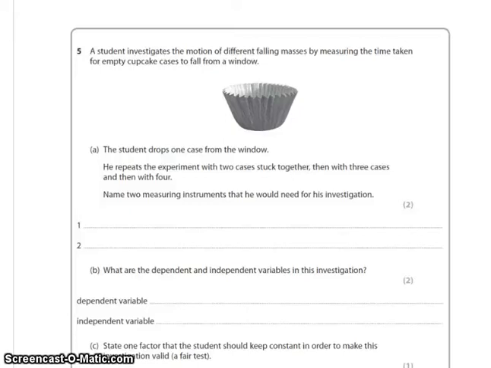So in question 5, we're investigating the motion of falling masses by measuring the time taken for empty cupcases to fall from a window. A student drops 1 cupcase, and then 2 cupcases, and then 3 cupcases. Name 2 measuring instruments that would be needed for this investigation. Well, I've just highlighted there the time taken. Obviously that's important, so we need to use a stop clock or a stopwatch for that.